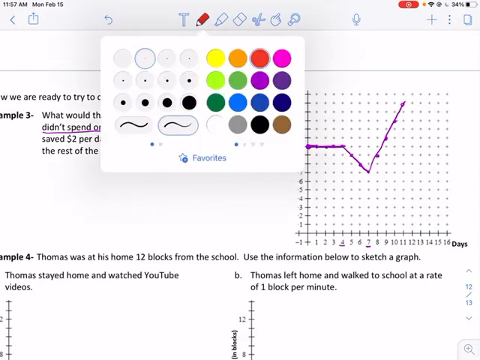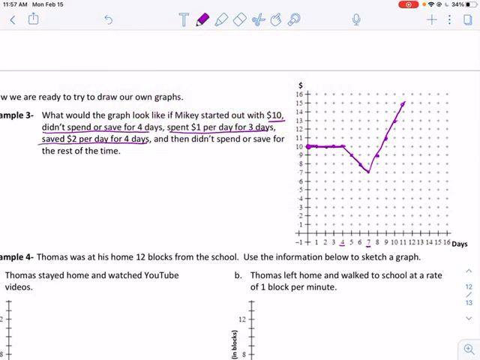Okay, I did that one. And then he didn't spend or save for the rest of the time. So no change in his money means it's going to be flat. Okay, so there's our graph.